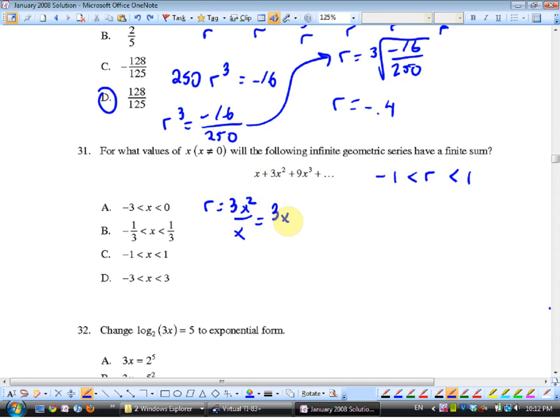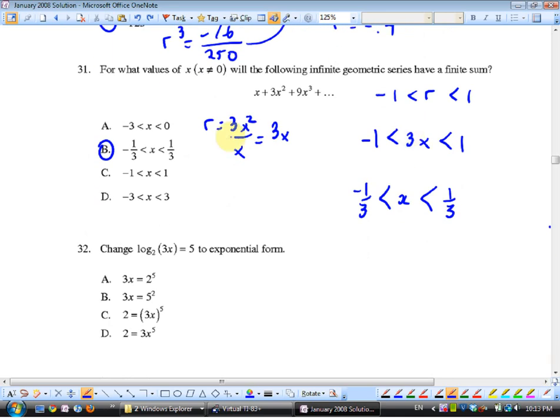What that means is that negative 1 has to be less than 3x, has to be less than 1. I think what that's really saying is if I divide everything by 3, negative 1/3 has to be less than x, has to be less than positive 1/3. I think x has to be between negative 1/3 and positive 1/3. B. Yeah, that's a tough question. You might not have seen that one before because the workbook doesn't have that in there. I think it's in the review package that I gave you, but nobody asked me about that one.